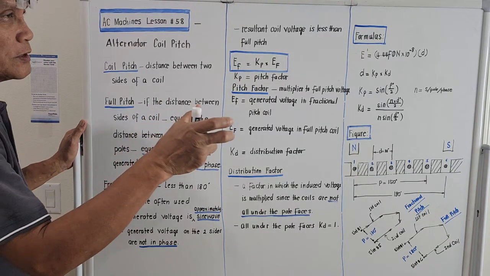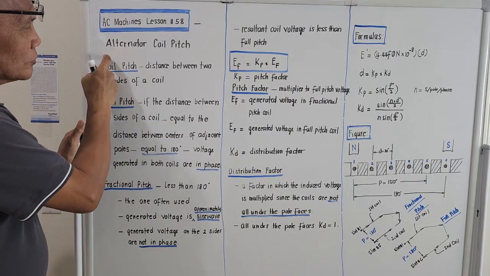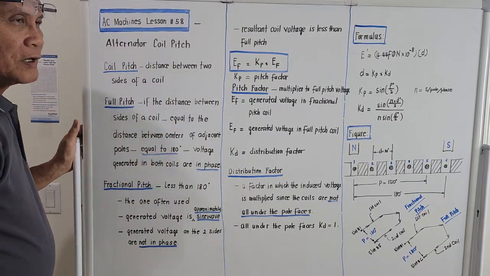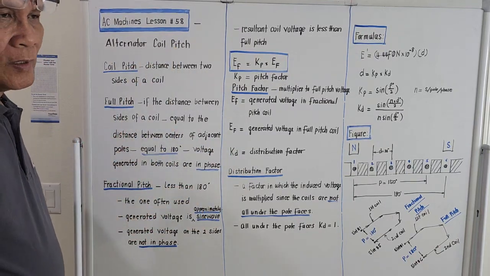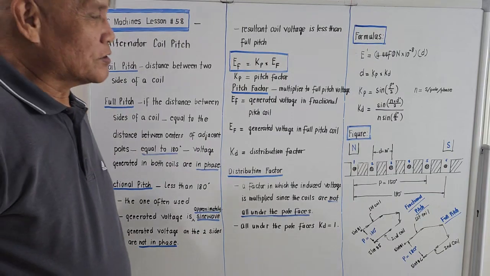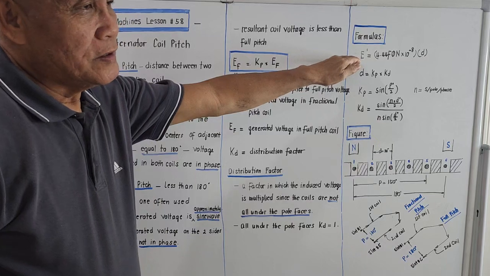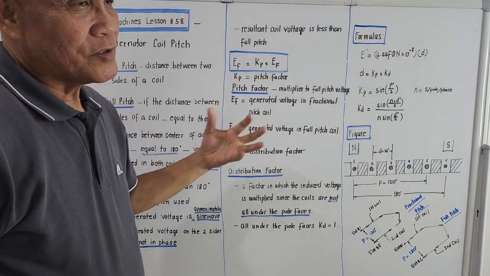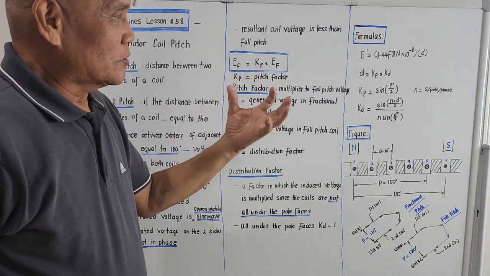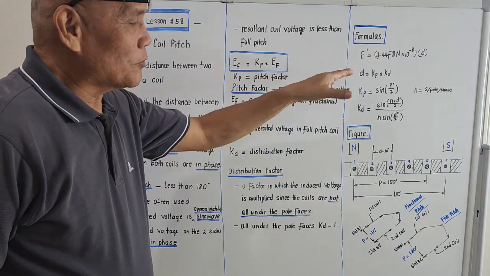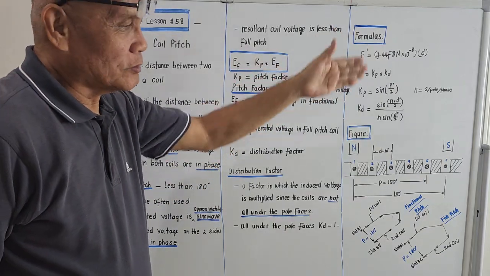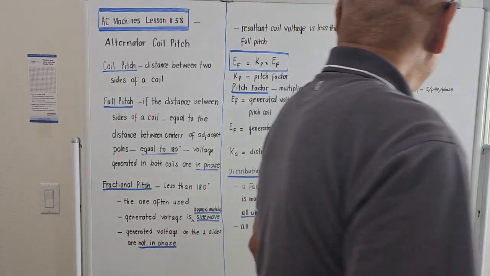The title of the topic for tonight will be Alternator Coil Pitch. What is coil pitch? To understand the generated voltage, we must understand what coil pitch is, because in the derived formula for generated voltage of an alternator, there are actually many parameters.